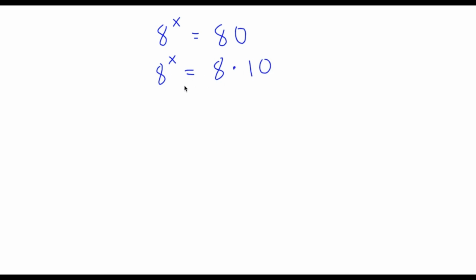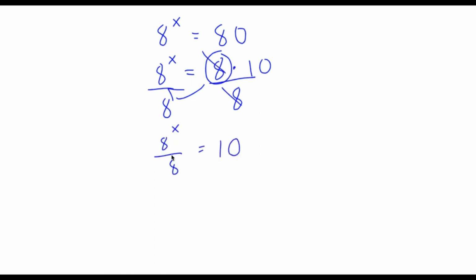Now notice how we have two 8s on both sides. And what I want to do is move this 8 to our left-hand side. The only way to do that is to divide both sides by 8. So if I divide both sides by 8, I get 8 to the power of x divided by 8 is equal to, these two cancel out, so I'm simply left with 10.